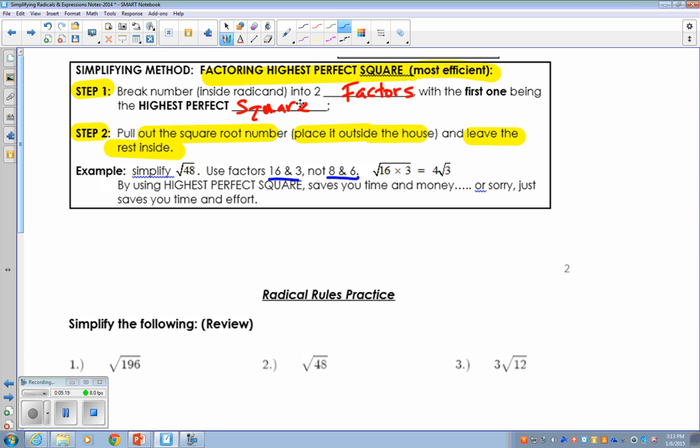The square root of 16 is what? 4. That's why that came outside. See how it's in front of the radical now? Whatever is not a perfect square remains inside. Outside and inside never mix. You multiply them together, that's a good question. If there's two outsides, or if you already have a coefficient, you multiply it to what's already outside. So we're going to practice this rule.